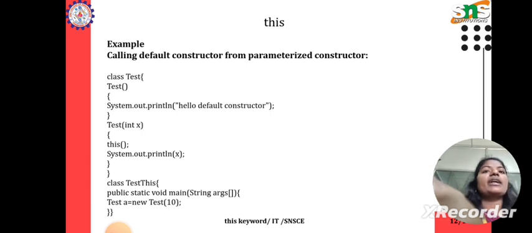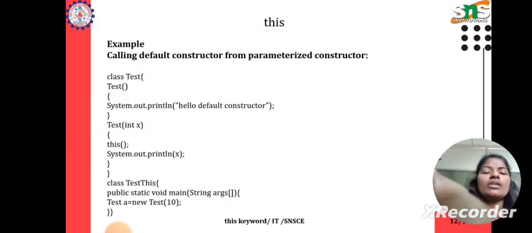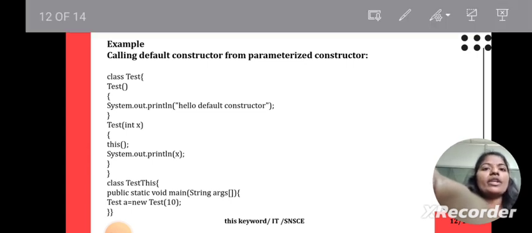Class Test. I have declared the class name Test and I declared the Test constructor. System.out.println, I have printed one message: hello default constructor. Close. Then the constructor Test with int x. This method System.out.println x, close. Class Test, public static void main String args, Test a. I have created the object.